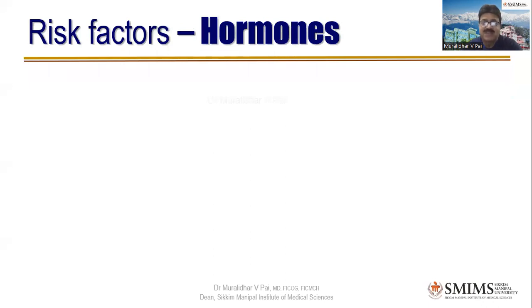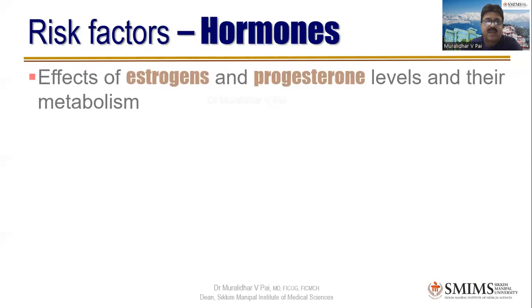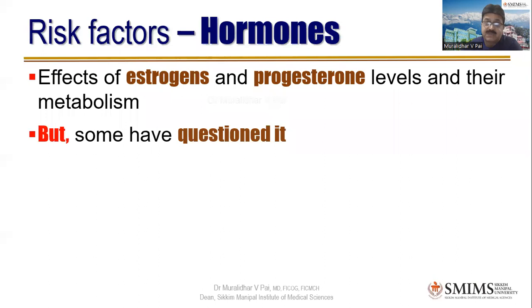First of all, hormones. Everybody knows that it is because of hyperestrogenic status. But recently, we have understood that even progesterone can stimulate the growth of fibroids. That's why anti-progesterones have been used. Other day, when I took the class on management of fibroids, I was talking about mifepristone and ulipristal. The effects of estrogen and progesterone levels and their metabolisms is definitely there, but some have questioned it.